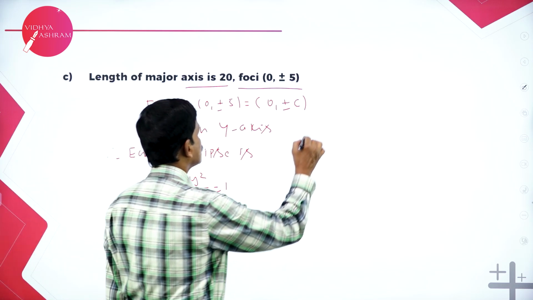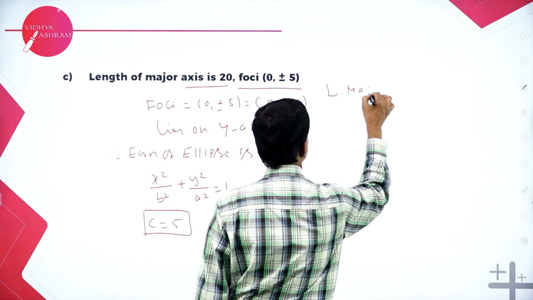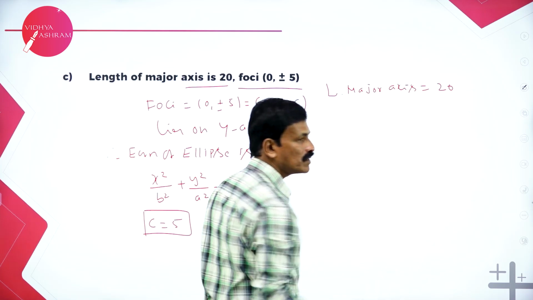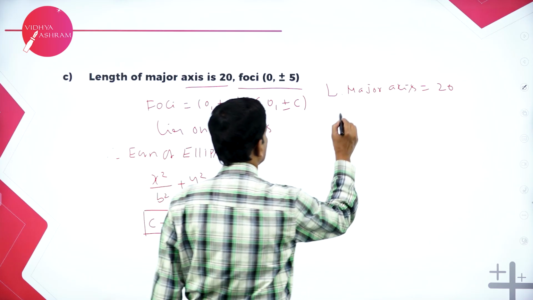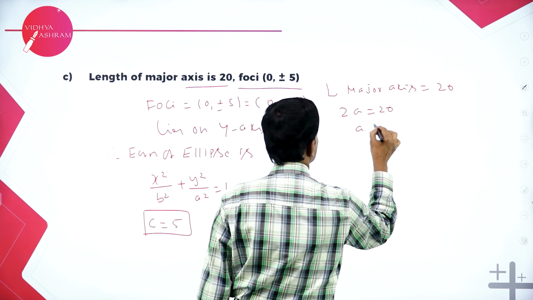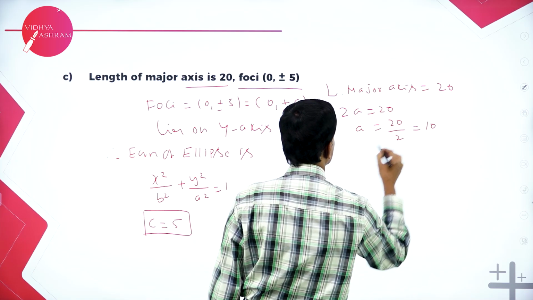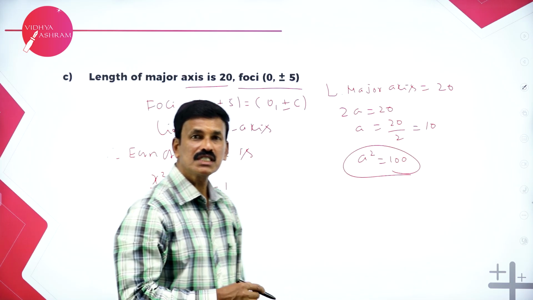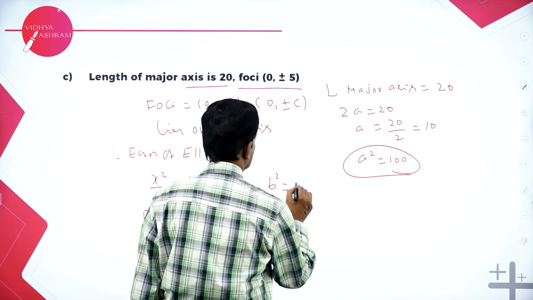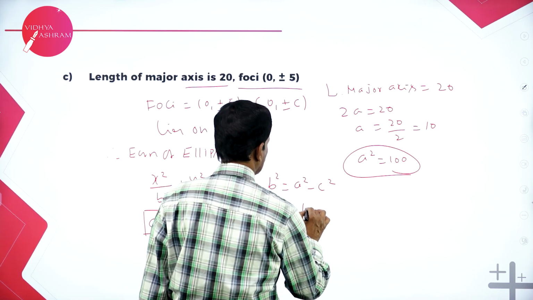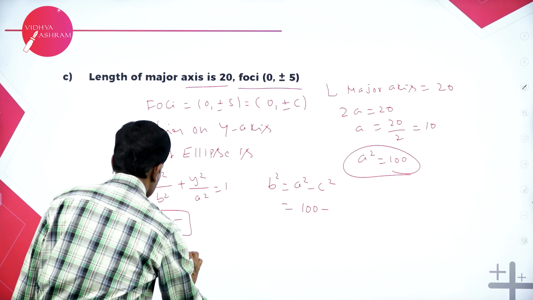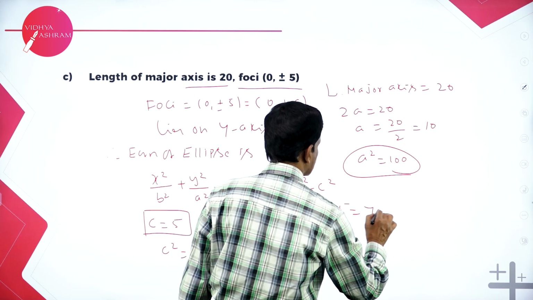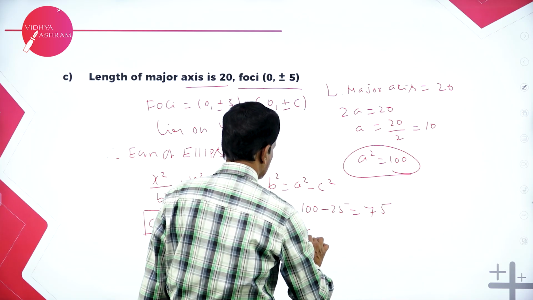And the length of major axis is 20. What is this major axis? Major axis is 2a. 2a is equal to 20, a is equal to 20 by 2, that's equal to 10. a square is equal to 100. Now find out b square. What is b square? b square is equal to a square minus c square. a square is 100 minus c square, c square is 5 square, that is equal to 25. So that's equal to 75. b square is equal to 75.